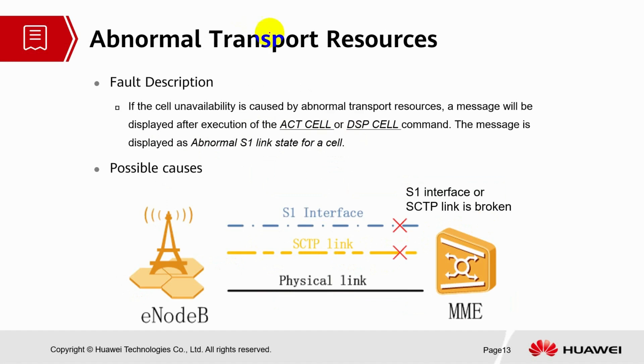So let's look into the second reason for the cell unavailable fault. The second reason will be abnormal transport resources. The fault description is that if the cell is unavailable, it could be caused by abnormal transport resources. Usually a message will be displayed after you execute activate cell or display cell. So what kind of message can you view here? Abnormal S1 link state for a cell. The possible causes could be related to the S1 interface or SCTP link being broken. This could impact the signaling level between the eNodeB and the MME.